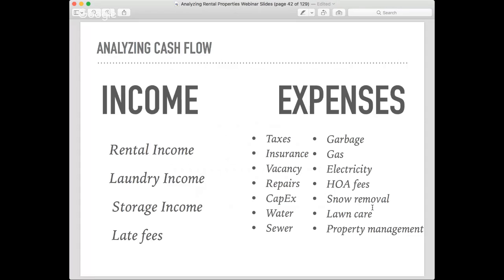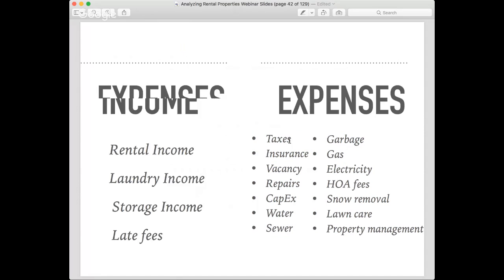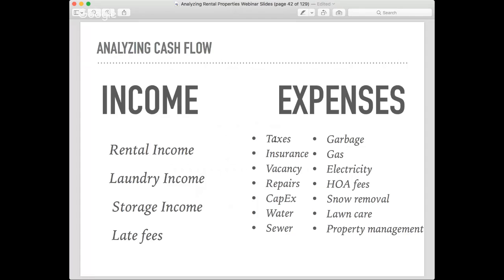So here's an example of most of the expenses. Now your area might have a few other ones, but these are the key expenses. And this is on your worksheet, so I'm going to keep this page up just for a second. You've got taxes, you've got your insurance, you've got vacancy. In other words, your property is going to sit empty part of the year. Make sure you're calculating for that. You've got repairs, right? The property is going to break down over time. You've got to repair it. You've got your repairs, you've got your CapEx.